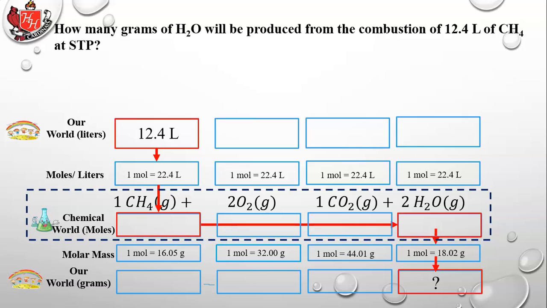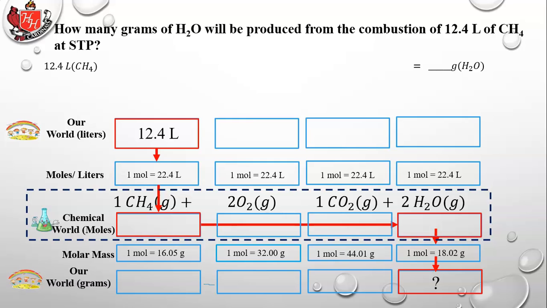So up above, we go ahead and we write down what we start with way over on the left, 12.4 liters of CH4, and what we want to end with at the end of the problem, and that's some number of grams of H2O. And we see it's 3 conversions, so it's going to be 3 boxes. I don't draw the boxes in this particular problem, but you can do them if you want.